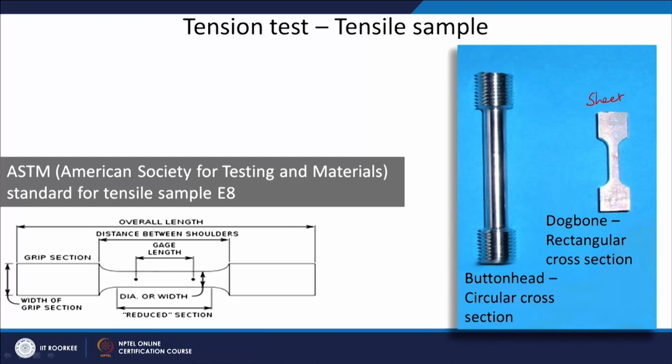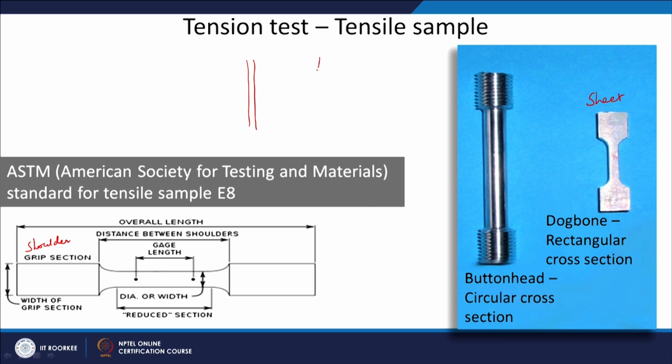In this sample there are a few things you can notice. One is what we call the grip section, which is mentioned here. Sometimes people refer to it as the shoulder, so it is like a shoulder kind of thing. This is either the diameter or the width of the grip section. This is where the machine holds the sample.